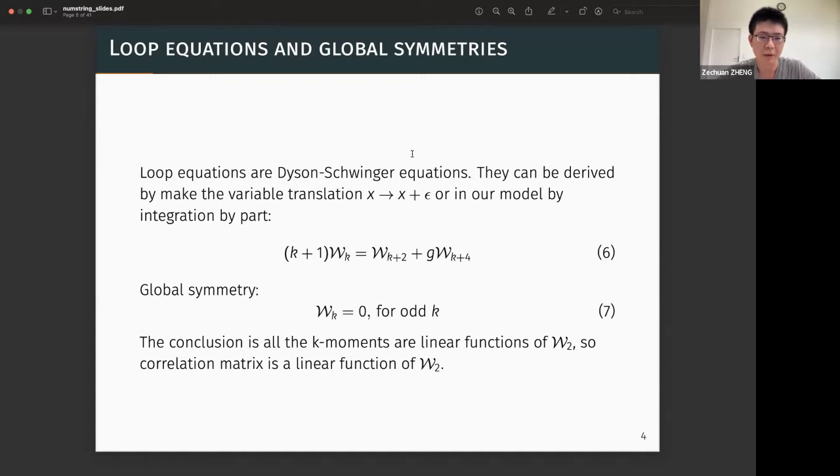We also have the global symmetry, which means that all the odd moments are 0. This is just because of the symmetry of the original partition function. Although this seems naive, you cannot derive the global symmetry just from the recursion relations. They are totally different. So by these two equations, we can actually solve all the higher moments. Of course, all the odd moments vanish, and we can solve all the higher even moments as a linear function of W2.